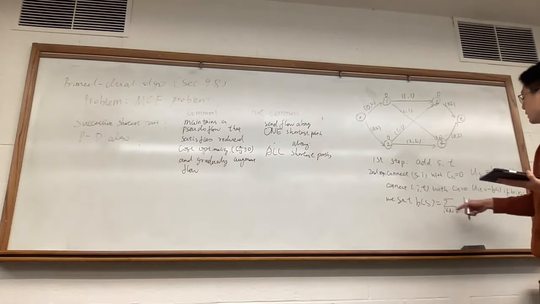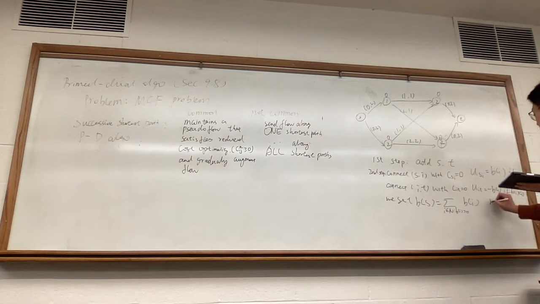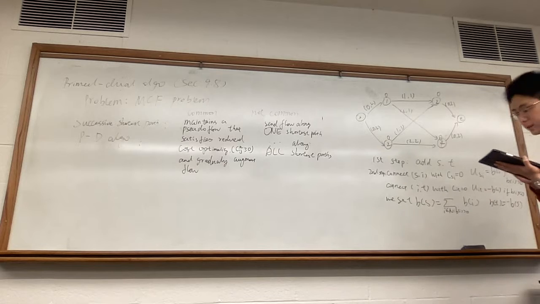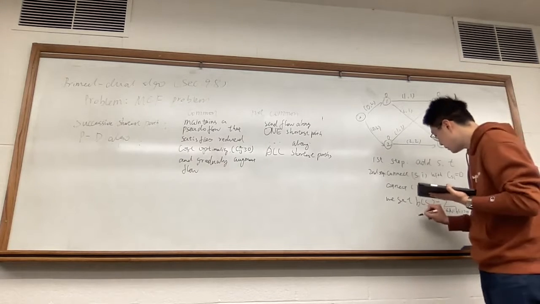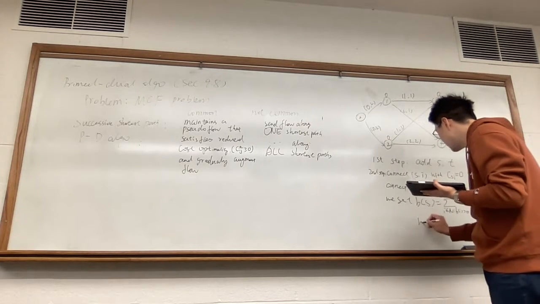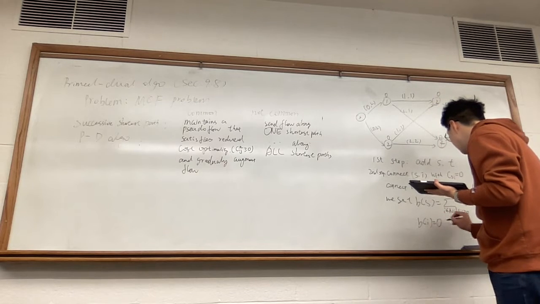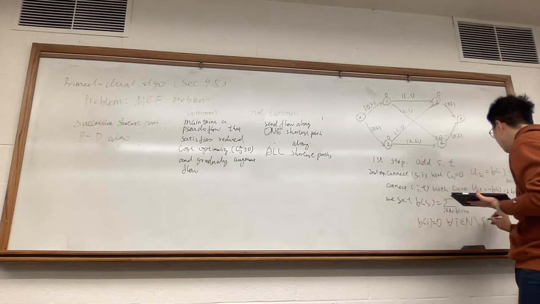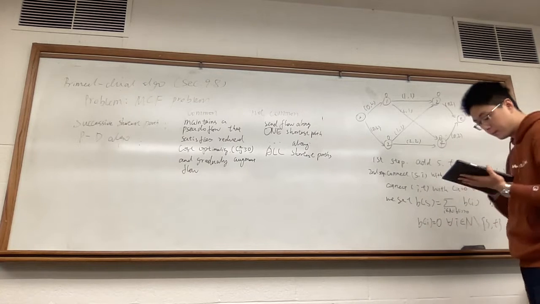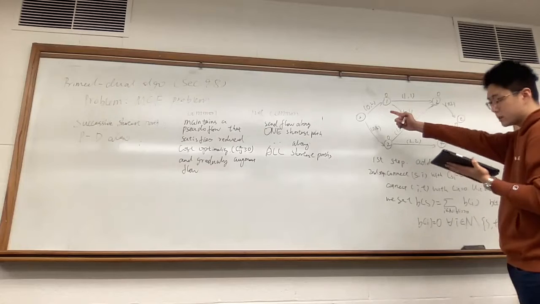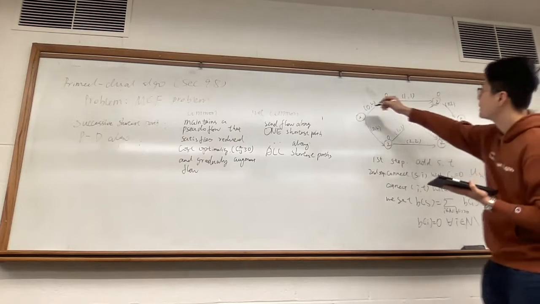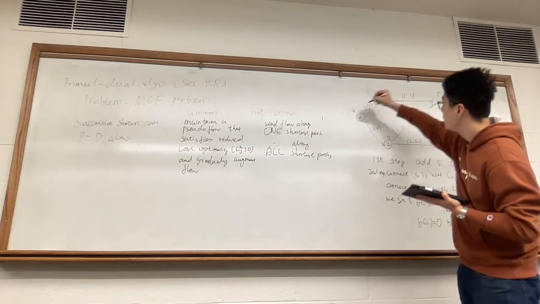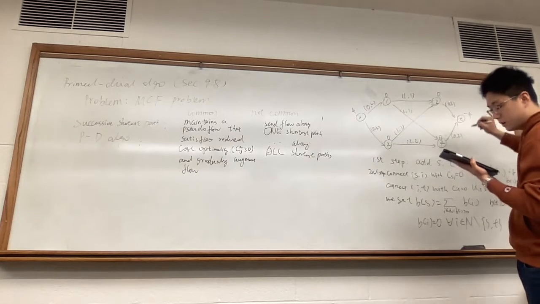We want BS to be this, and BT, we can just write it as minus BS, for ease of writing. Okay, and also for all the intermediate nodes, we know that BI equals 0 for any node I which is not S or T. So in this way, we have transformed our network. S has balance 4, and T has balance minus 4.